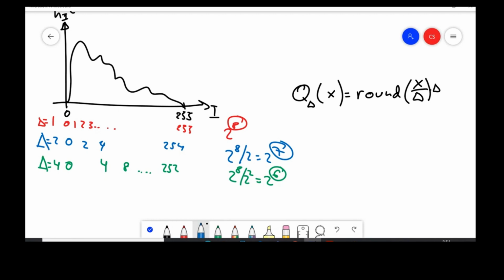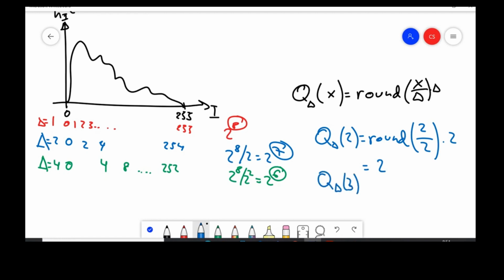Let's say I want to quantize the value 2. So this would be round 2 divided by 2, and then multiplied by 2. But this is 1, round of 1 is 1, and then 1 times 2 is 2. Okay, now I want to quantize value 3. So this is round 3 divided by 2 times 2. But now this is 2 again, because we have just a value in the middle, but this value in the middle will be rounded down, for instance. And then we have 1 again, 1 times 2.